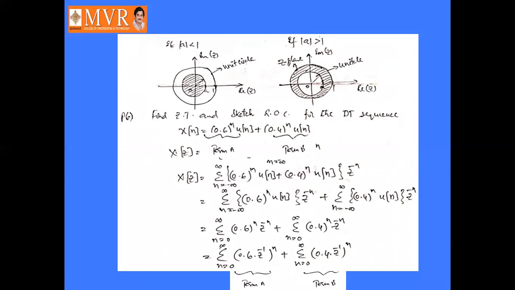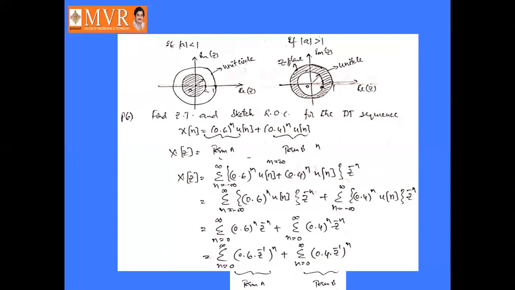Then find the Z transform and ROC for the DT sequence x of n equal to (0.6) whole power n into u of n plus (0.4) whole power n into u of n. So this is term a and this is term b, right? The transform is sigma n equal to minus infinity to infinity of [(0.6) whole power n into u of n plus (0.4) whole power n into u of n] into z power minus n, but since it is given as u of n, the limits change from 0 to infinity. So sigma n equal to 0 to infinity (0.6) whole power n into z power minus n plus sigma n equal to 0 to infinity (0.4) whole power n into z power minus n.